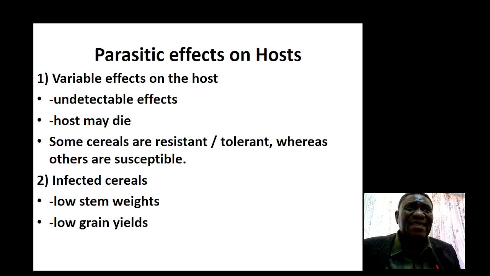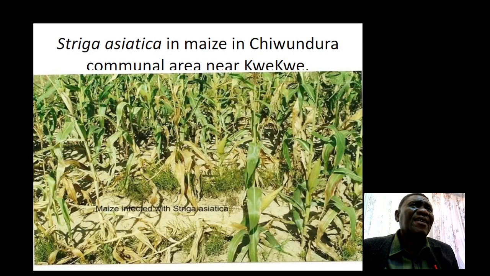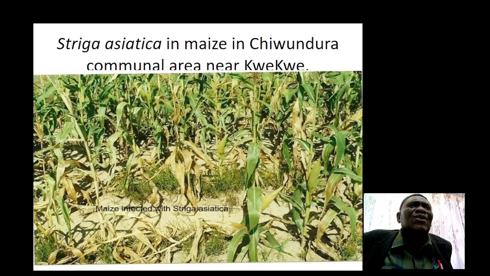However, infected cereals, if the plant is susceptible, can have low stem weights and low grain yield. This is the effects of striga under field conditions. This is in Kwekwe. You can see maize was actually lodging. This is in Chundura communal area where we had planted some maize genotypes in striga hotspots.